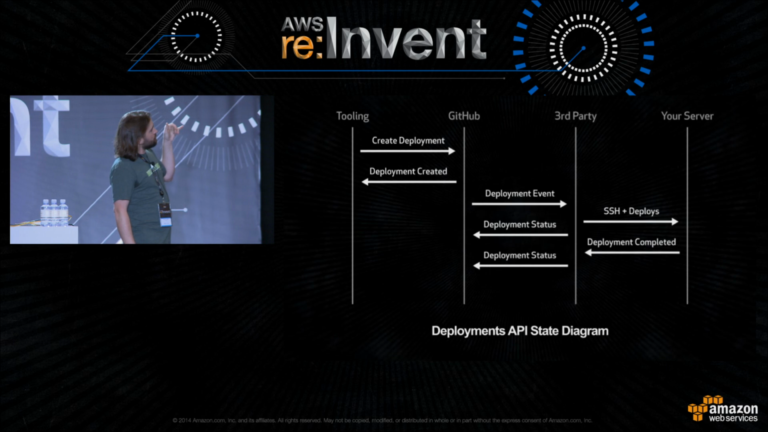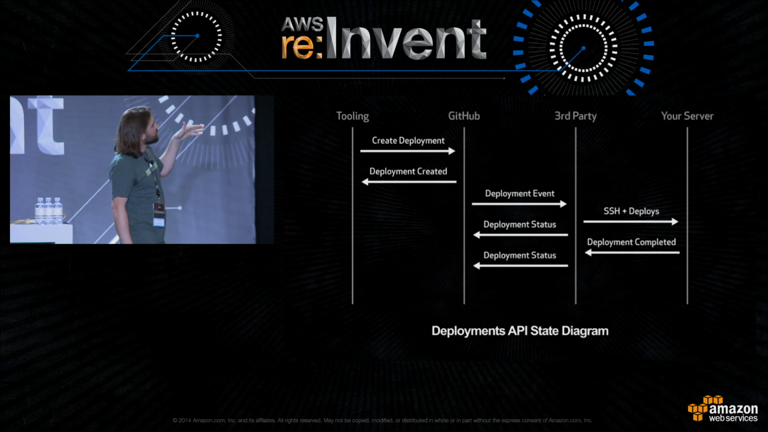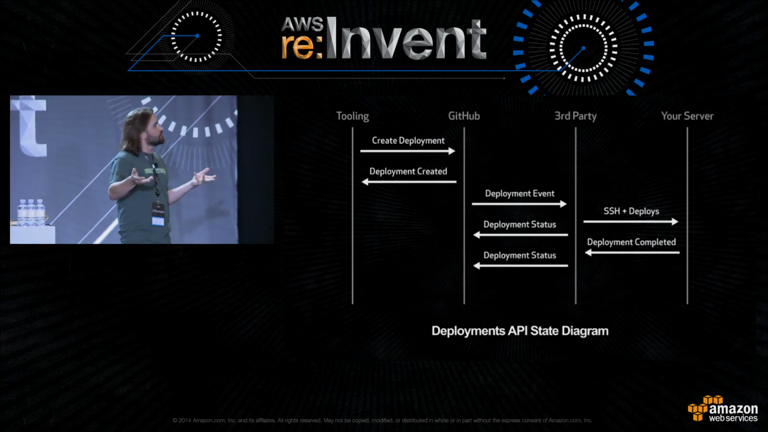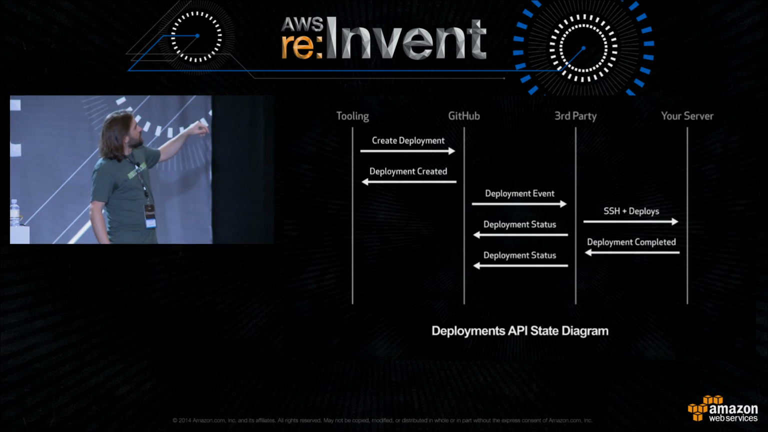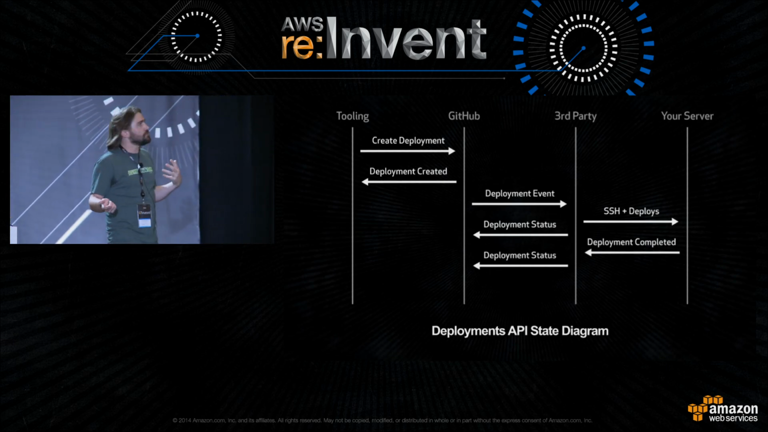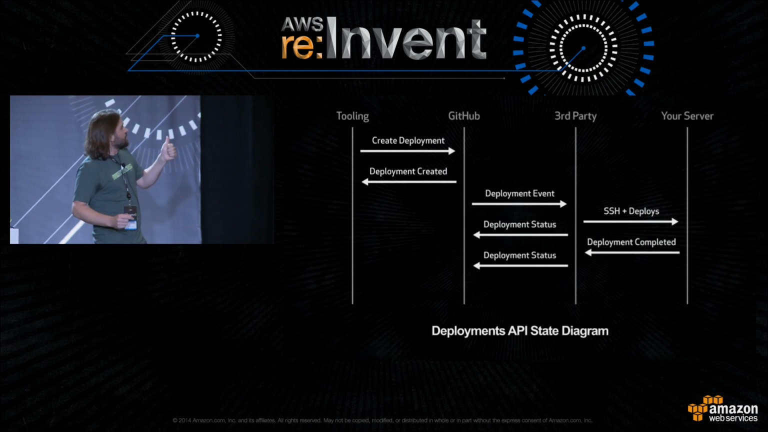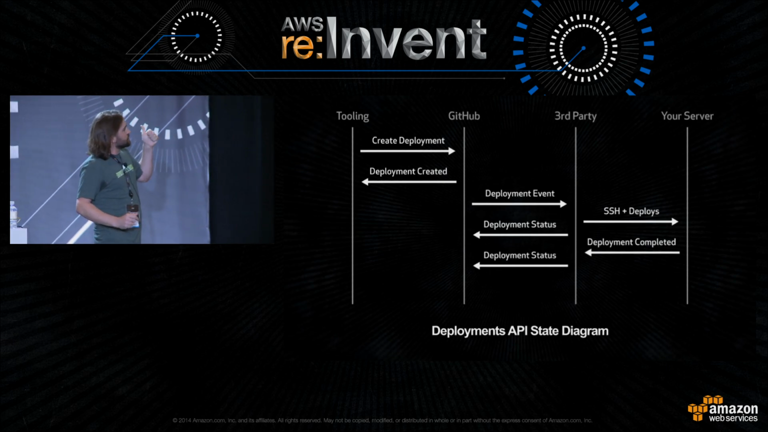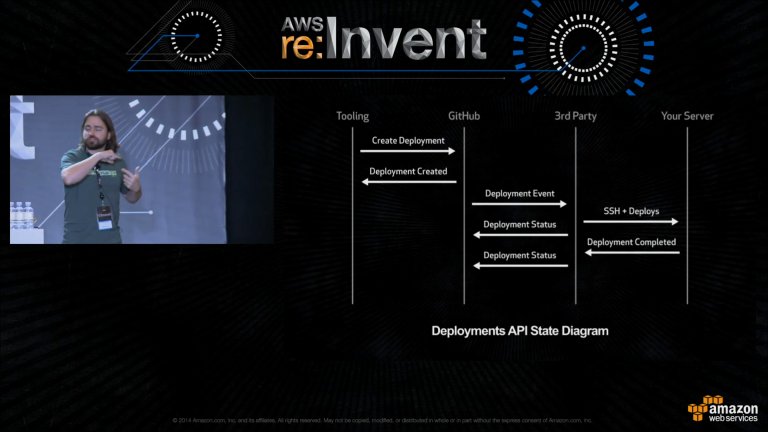And so GitHub at that point allows you to trigger something in a third party. Let's say that's something like CodeDeploy. And the third party can go out, log into your server, do all of the things that you need to change, and then say, all right, I finished. This is cool. So the third party gets back to GitHub, and then GitHub can get back to the tooling.